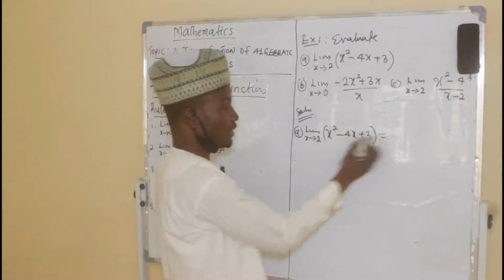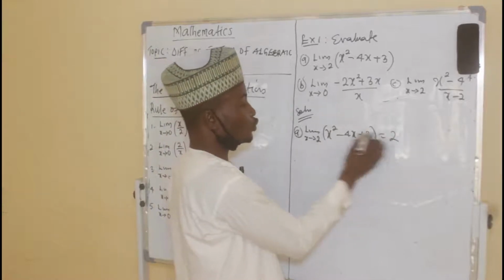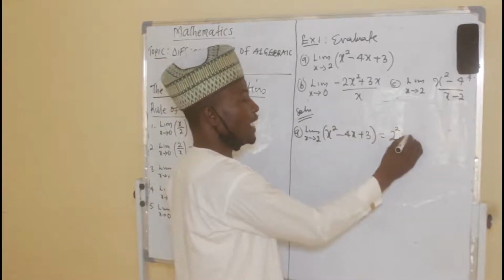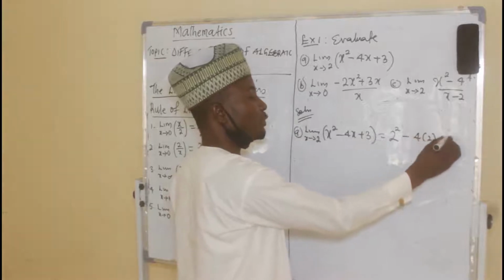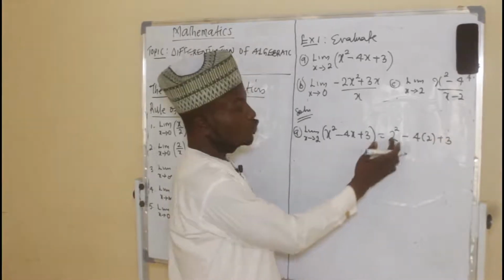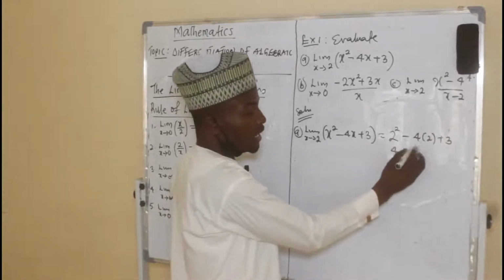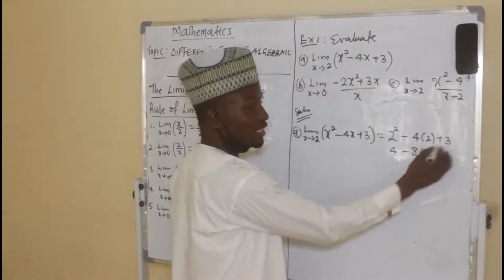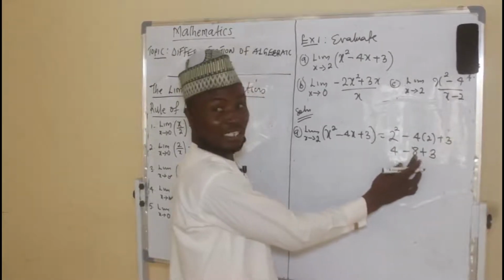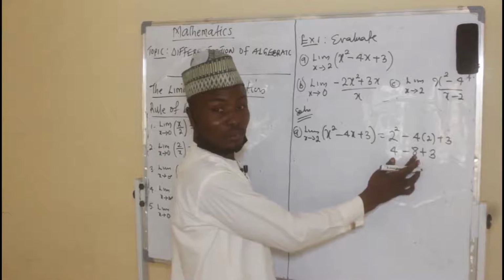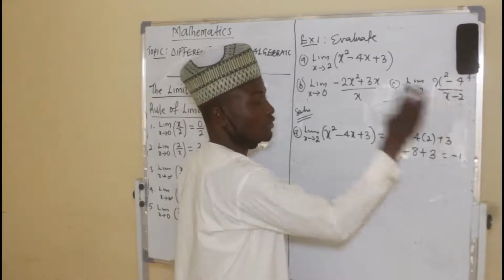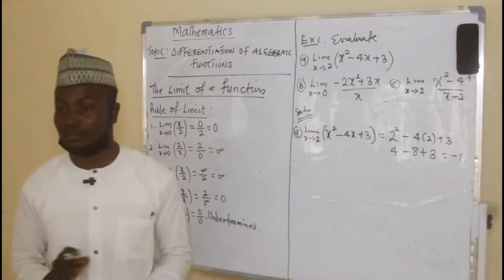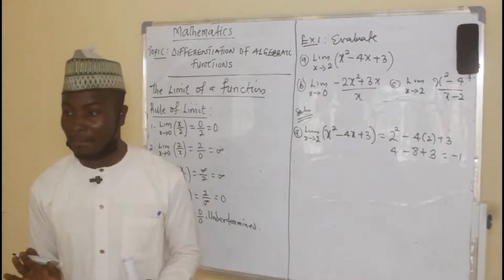So substitute it here. What are you going to have, class? 2 raised to the power of 2, minus 4 times 2, plus 3. Are we together? 2 squared is 4, minus 8, plus 3. 4 minus 8 is minus 4, right? Minus 4 plus 3 is minus 1. So that is the limit. Is that clear? I hope you understand it.